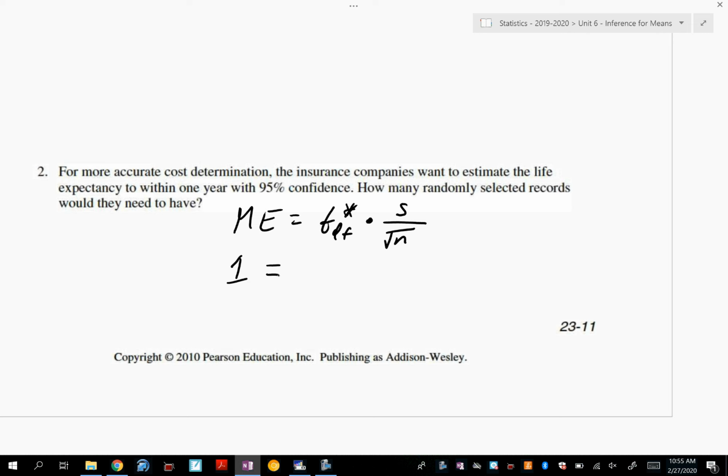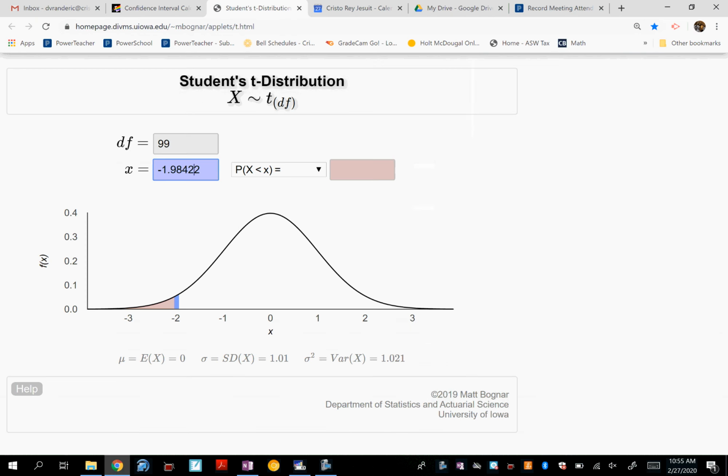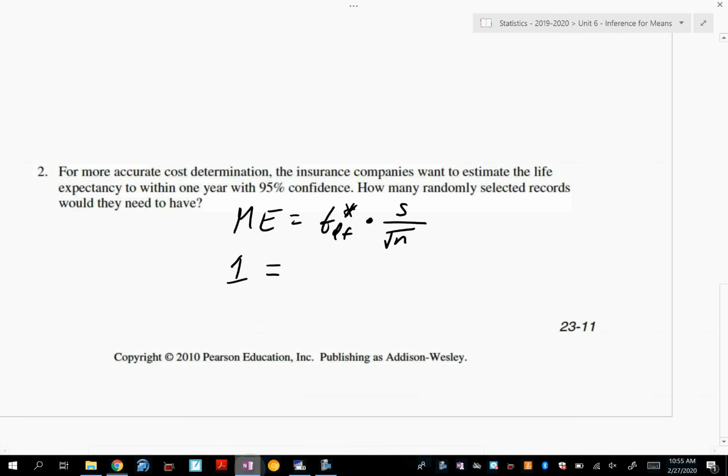But as I showed you, to find this with means, you need to know the degrees of freedom. Well, how do we get the degrees of freedom? Where does that come from? The sample size. But what are we solving for? The sample size. So we can't do that. We have 2 unknowns, so we can't figure out what it is.